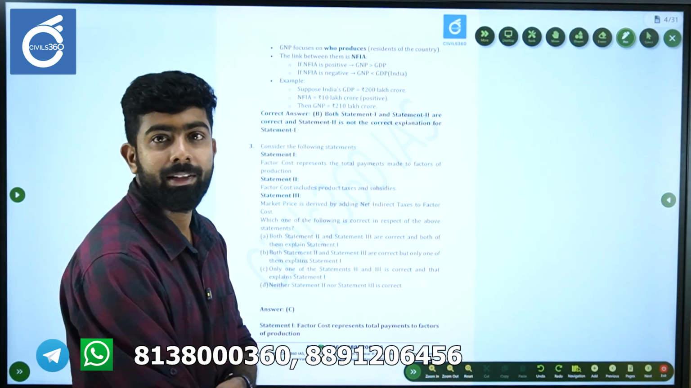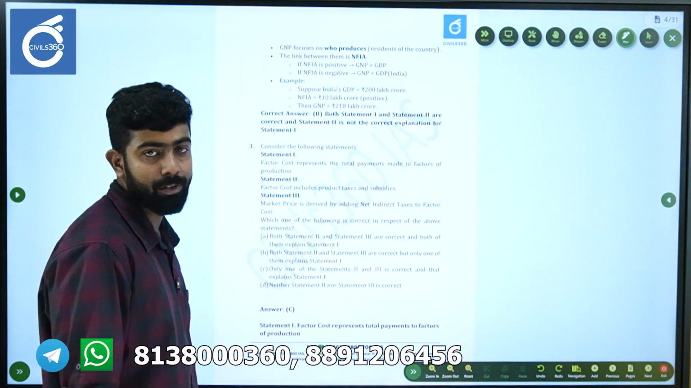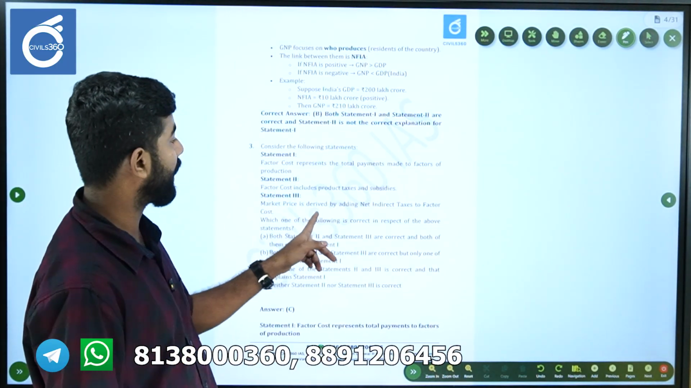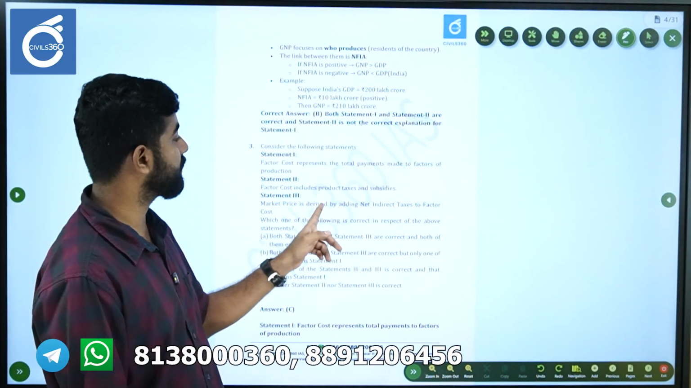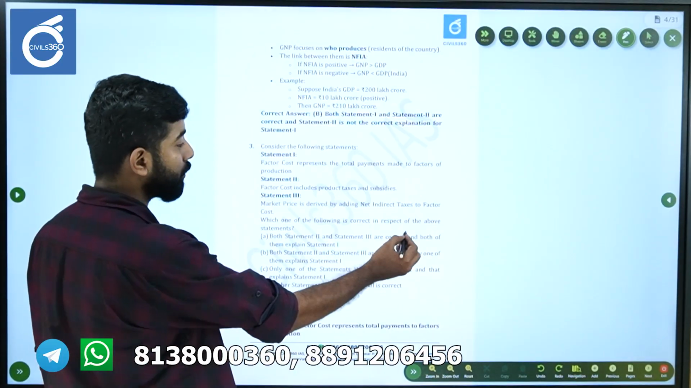Okay, now let's look at the next question. Statement 1: Factor cost represents the total payments made to factors of production. Statement 2: Factor cost includes product taxes and subsidies. Statement 3: Market price is derived by adding net indirect taxes to factor cost. Which of the following is correct?